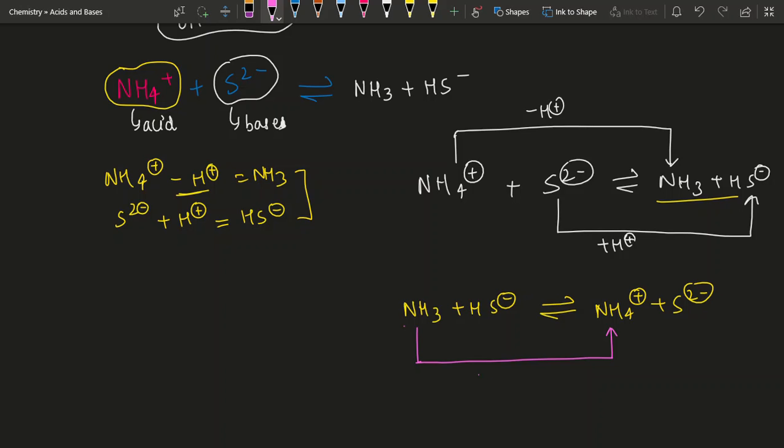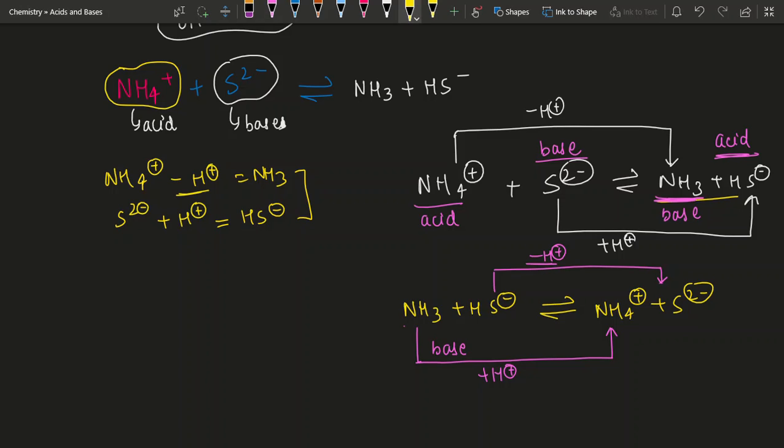Why does it do that? NH3 gets added with an H plus that it gets from the removal of an H plus from HS minus. And so this NH4 plus right here acts as an acid. S2 minus here acts like a base. This NH3 right here, we just saw it acts like a base since it gets added with an H plus. And this HS minus, since it donates an H plus, it acts like an acid.